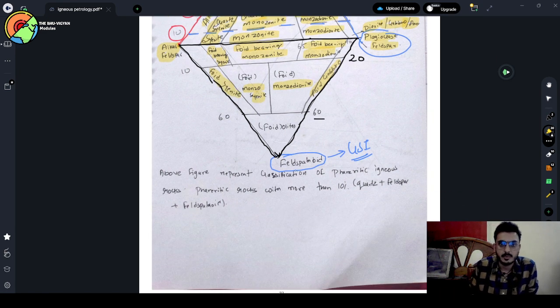So here I have written the above figure represents the classification of phaneritic igneous rocks, phaneritic rocks with more than 10% quartz, feldspar plus feldspathoid.